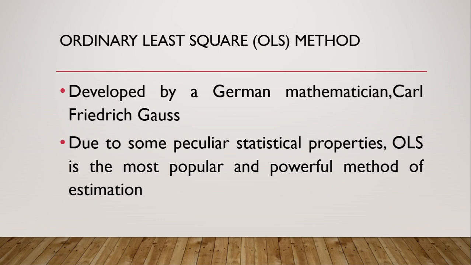The OLS method was developed by a German mathematician called Carl Friedrich Gauss, and it has some peculiar statistical properties. As a result of these properties, the ordinary least squares method is the most popular and powerful method of estimation.